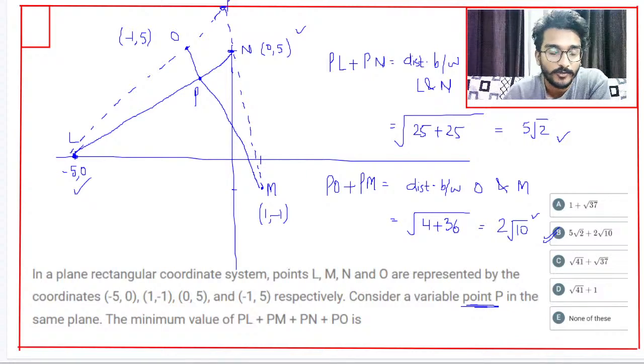Is this type of question clear to you? Because if you have extended it, then you are not able to find PO. How can you find PO? Because P is not known to us. You can still find the P value by finding the equation and then finding the intersection. That will not give you the minimum value. Minimum can be found in this case.